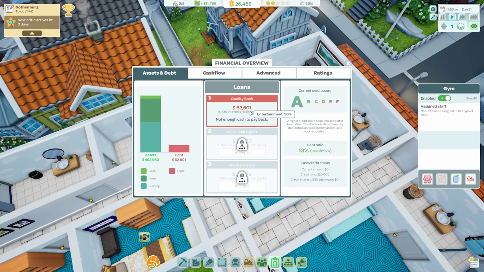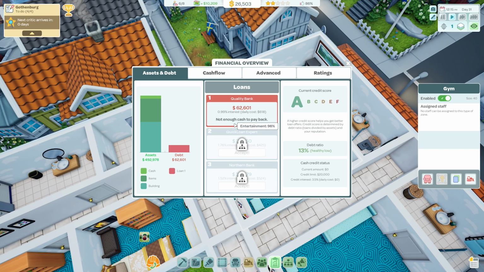So, $62,601. You know, maybe this does get taken out automatically, because I feel like we were at 64,000 at one point. So maybe it does. Oh yeah, daily cost $618. Okay, so maybe it is automatically taking it out.